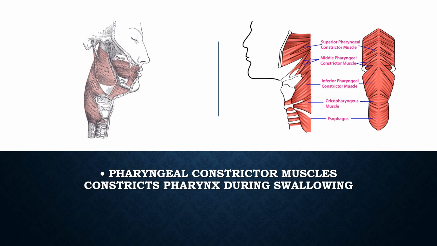Here are the pharyngeal constrictor muscles, which constrict the pharynx during swallowing. And then they're listed on the right, a bit easy to follow. They have the superior constrictor muscles, the middle constrictor muscles, and the inferior constrictor muscles. And I think those are the three that we should focus on. Also included is an illustration of the esophagus, which is also very useful during swallowing.